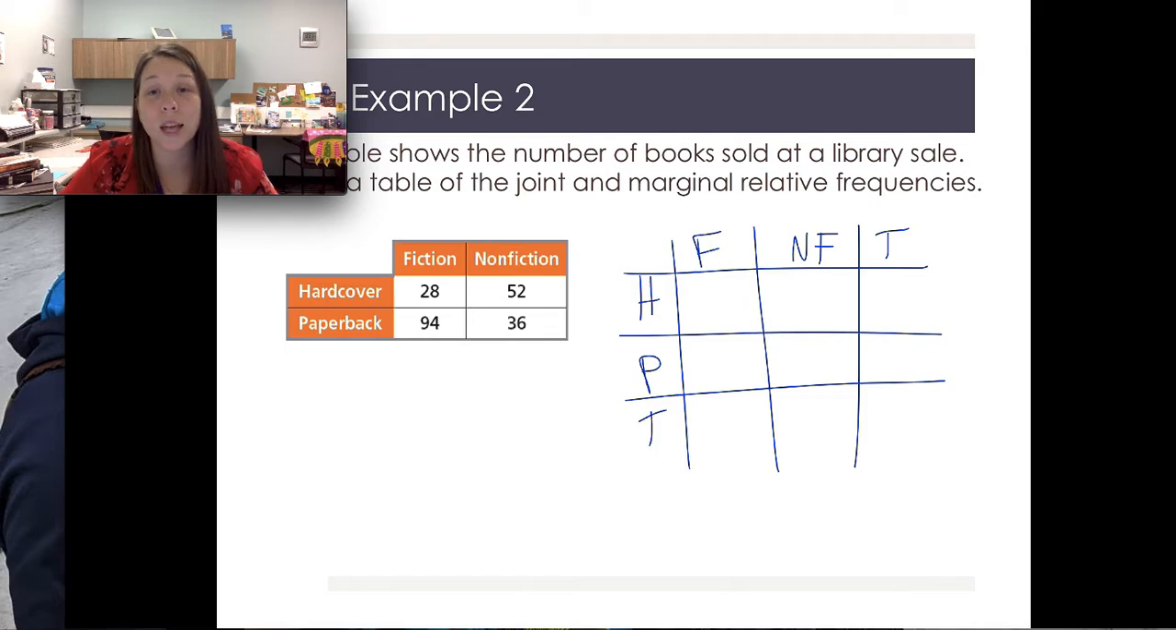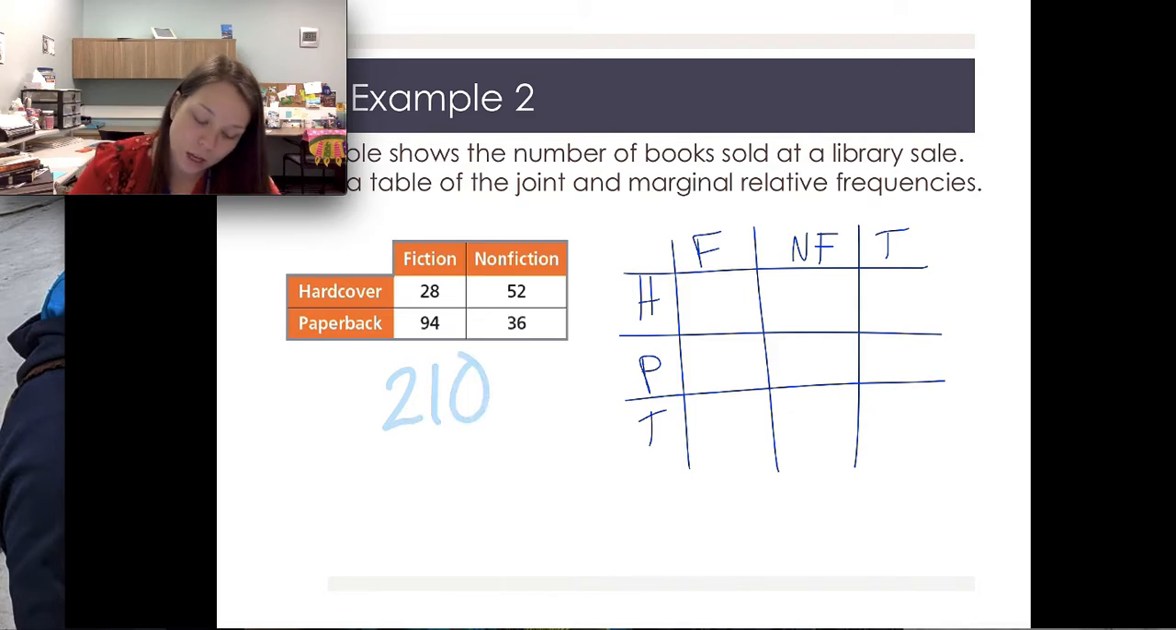So if I take 28 divided by, they don't tell me how many books are represented here. So this is one where we have to add them all up. And I don't have that number totaled. So let me figure out. If we do 28 plus 52 plus 94 plus 36, we get 210. So there's 210 total books represented in this table. So each number divided by 210.